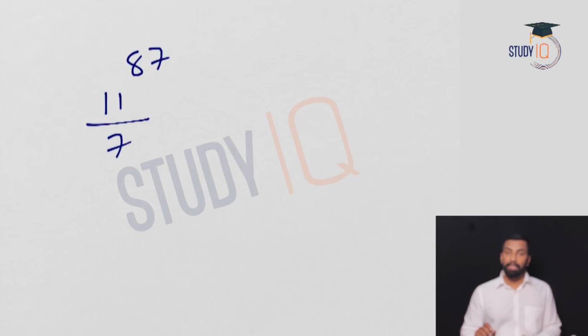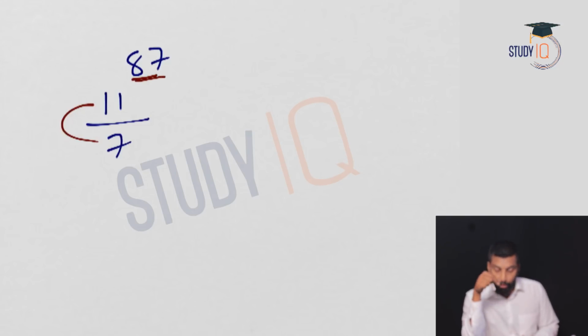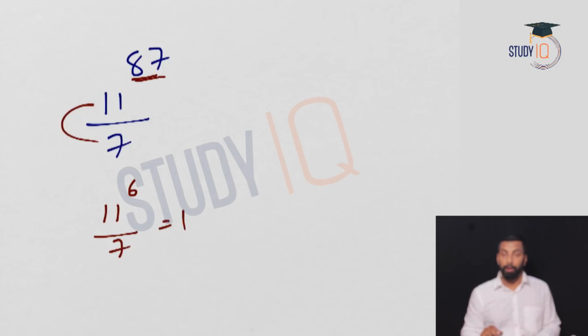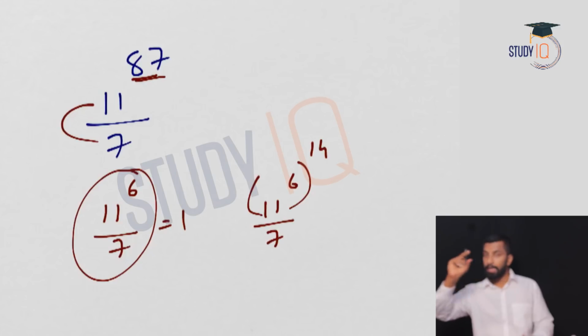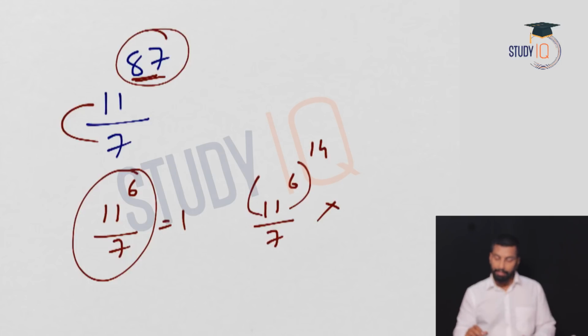So 11 raised to 87 by 7. How will you do? What is the logic? 11 and 7 are coprimes. So if instead of 87, the power was 6, what is 6? Euler's number of 7. That will be 1. 11 raised to 6 by 7 will be 1. So how will you write it? I can write it as 11 raised to 6 divided by 7, 11 raised to 6 into 14. So 14 such groups, all will give you remainder 1. When you multiply, still you get remainder 1. Into the rest of the 87, I'll write it as 11 raised to 3 by 7.